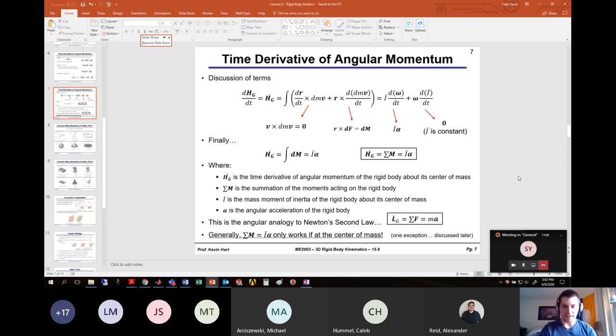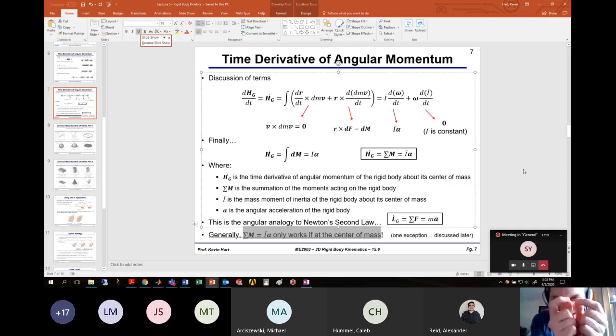And then I made a point at the end of lecture last time to say that this general equation, the sum of the moments is Ig alpha, only works if it's at the center of mass. All right, so get all your forces, get all your moments, get all your accelerations to the center of mass, do your analysis there, and then be on with your business. Now there's one tiny exception to that, which I'll talk about in just a second. But when all else is considered, that equation only works if it's at the center of mass.